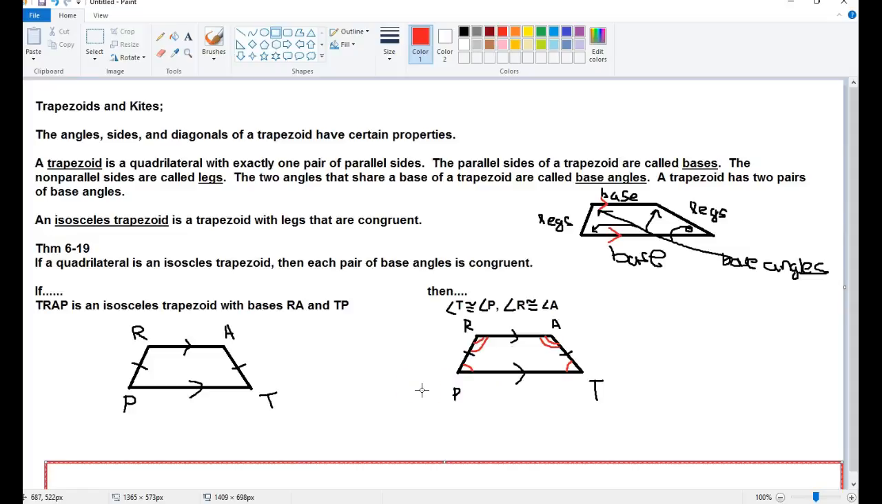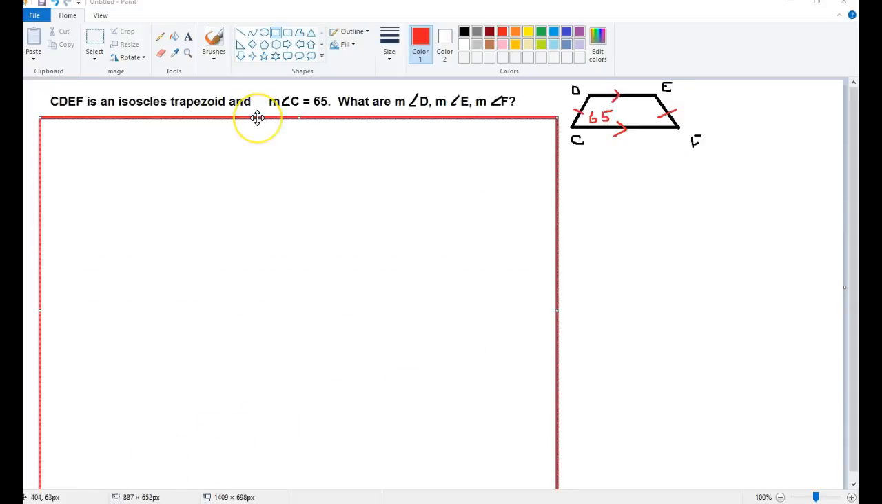All right, we're going to go through two problems and then a couple more theorems. Okay, this problem says CDEF is an isosceles trapezoid. The measure of angle C is 65 degrees, and they want to know the measure of all the other three angles. Really, we only need to do one of these angles because the base angles are congruent to each other. So if we know that angle C is 65, we know that angle F is also 65 because it's congruent. Now we only need to find angle D or angle E.